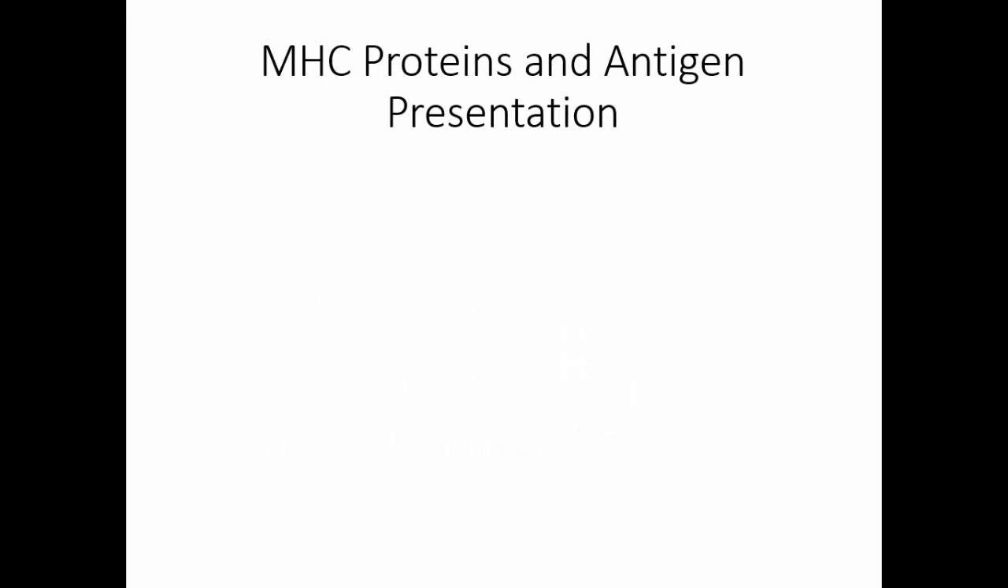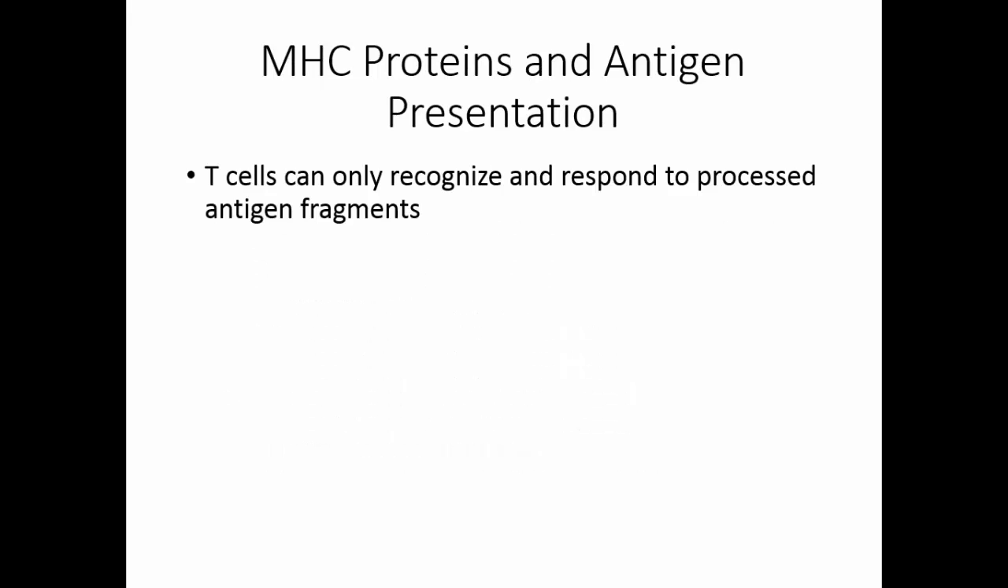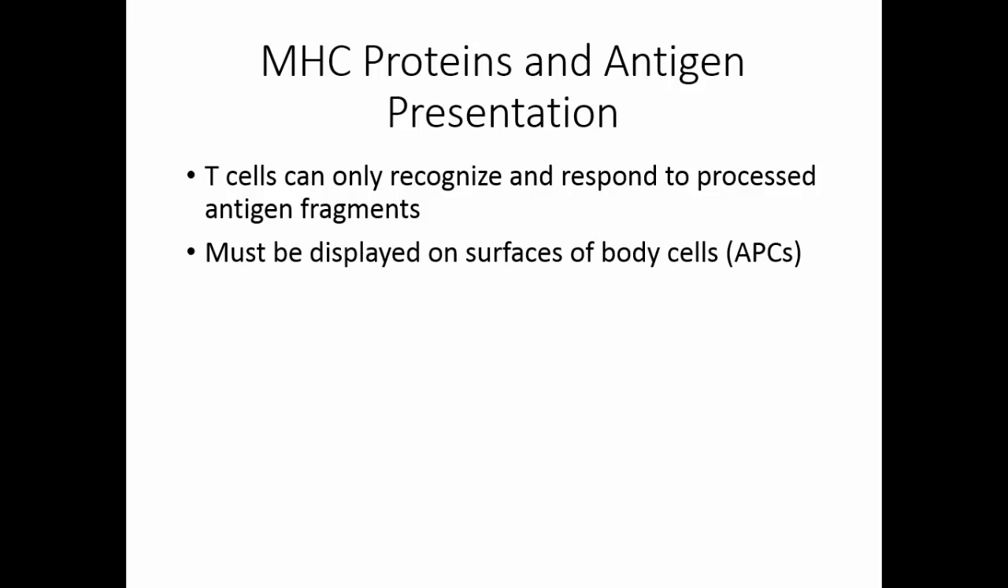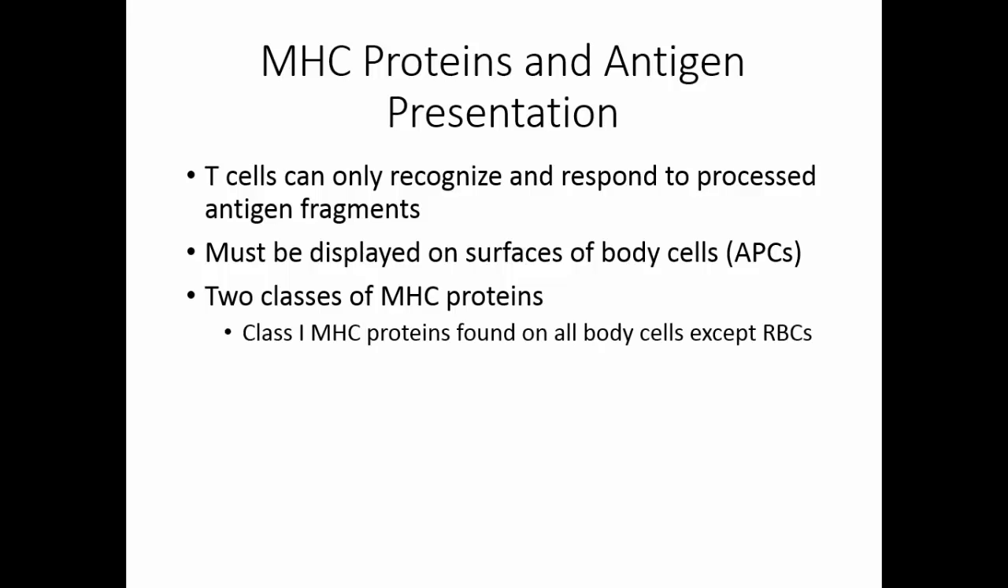The major histocompatibility proteins are involved in activating T cells. T cells can only recognize and respond to antigen fragments that have been processed and displayed on the surface of these APCs. There are two different classes of major histocompatibility proteins. The class 1 MHC proteins are found on all body cells except red blood cells. Remember that each MHC has a groove. In this case, the class 1 groove can hold 8 to 9 amino acid peptides.